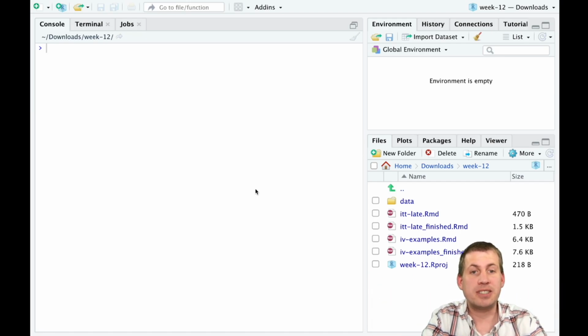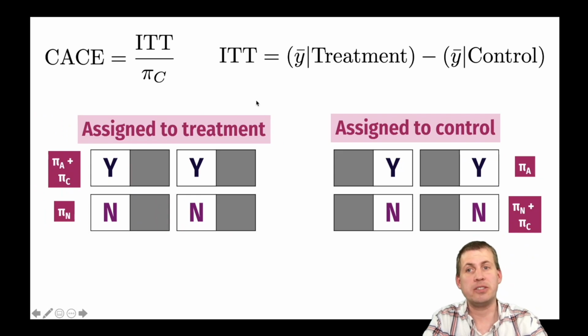As we mentioned in the slides, there's actually a way we can do this. We can find this complier average causal effect if we can find the intent to treat value, which is the effect of being assigned to treatment, not whether or not you did it, or if you complied, anything like that. We just have to know if you were assigned to treatment. If we can find the average for people assigned to treatment and the average for people assigned to control, that's going to be your intent to treat value.